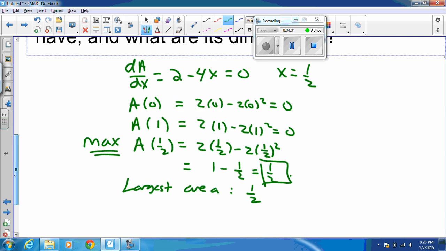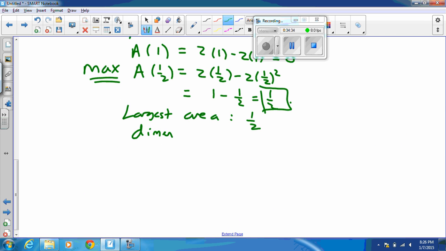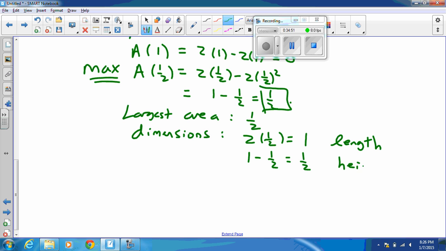And what are the dimensions of the rectangle? Well, the dimensions of the rectangle, as we saw before, are 2x for the length and 1 minus x for the height. And since x is 1/2 gives me the largest area, 2 times 1/2 is 1 for the length, and 1 minus 1/2 is 1/2 for the height. Well, I hope this gives you some insight as to how to optimize various functions.